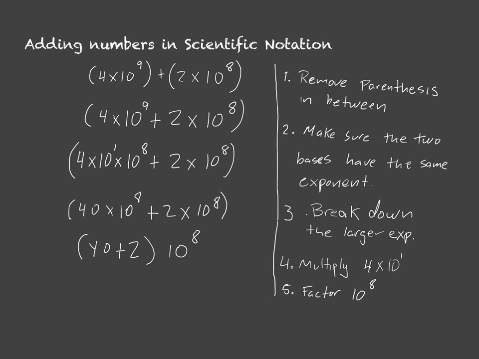Usually whenever you're factoring or distributing, the factors go on the other side, but it makes no difference. If you were to multiply this times the inside number, you will get 40 times 10 to the 8th. If you multiply 10 to the 8th times 2, you will get the same expression right here. It doesn't change. You can test it out. And lastly, you're going to add the numbers inside the parentheses. So you have 42 times 10 to the 8th.